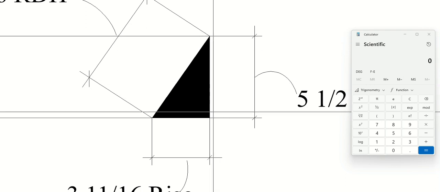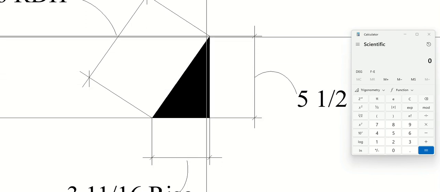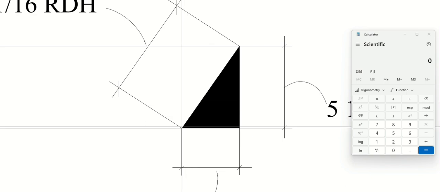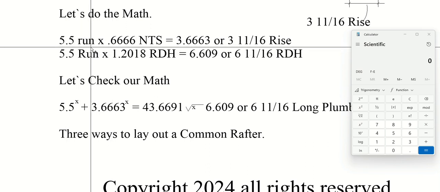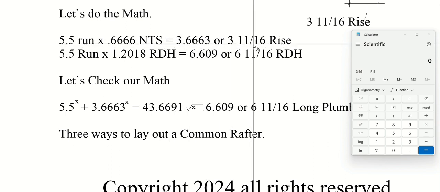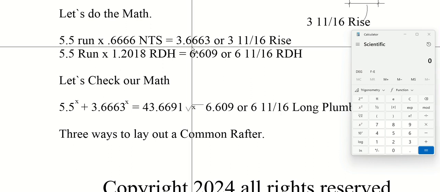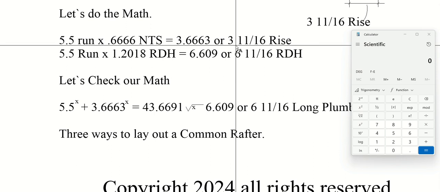So I have a 5.5 inch run, with a 3 11/16 rise, and my rafter length would be 6 11/16, or in this case, this is my plumb cut length, 6 11/16. So you see in this math here, I have 5.5 times 0.666, the decimal for the tangent of the square, equals 3.6663, or 3 11/16. Now remember, I've discussed before that you need to round numbers. 11/16 is actually 0.6875. But once again, we're only talking hundredths of an inch in framing, which is nothing.